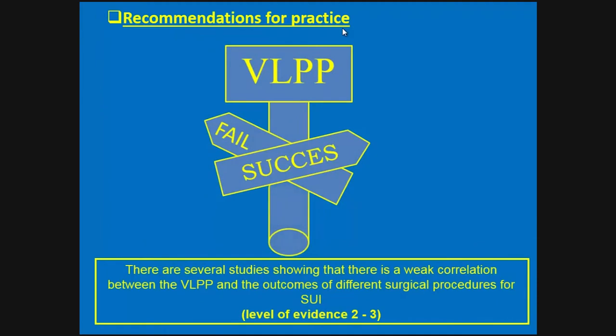Valsalva leak point pressure has been used for a long time to determine whether a patient goes to surgery or not, and there are several studies showing a weak correlation between the Valsalva leak point pressure and the outcomes of the different surgical procedures for stress urinary incontinence. So far, we have to say that the Valsalva leak point pressure should not be used to decide on a surgical procedure or not.